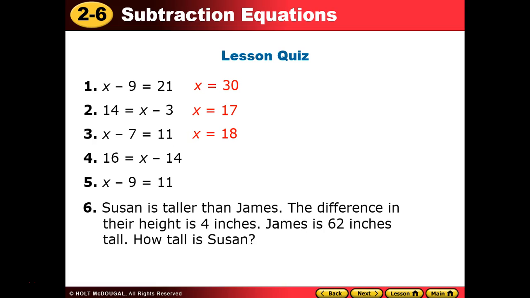Number 4 was 16 equals x minus 14. So we should have added 14 to both sides and found x equal to 30. Number 5, x minus 9 equals 11. So we should have added 9 to both sides to find that x equals 20. Susan is taller than James. The difference in their height is 4 inches. James is 62 inches tall. How tall is Susan? Susan would be 66 inches tall because she is taller than James and she is 4 inches taller.